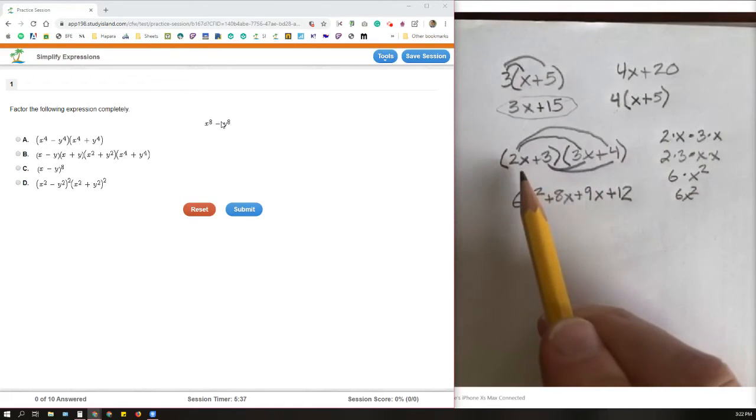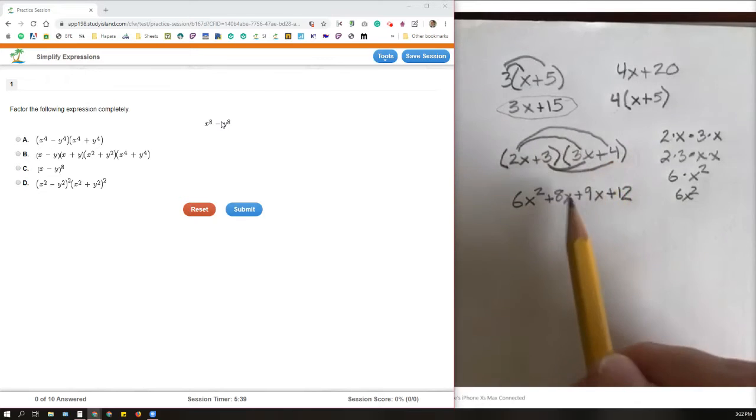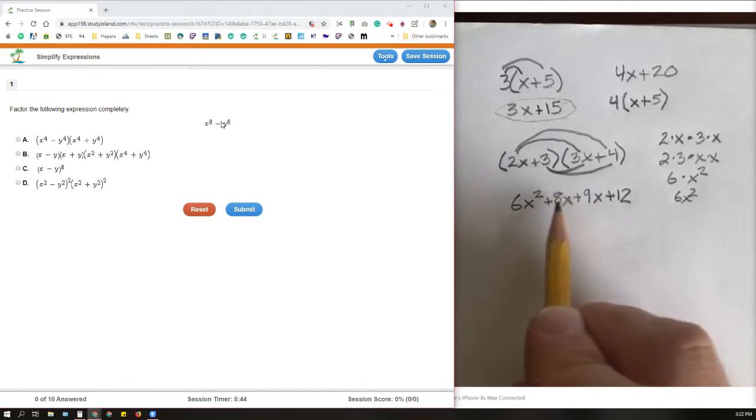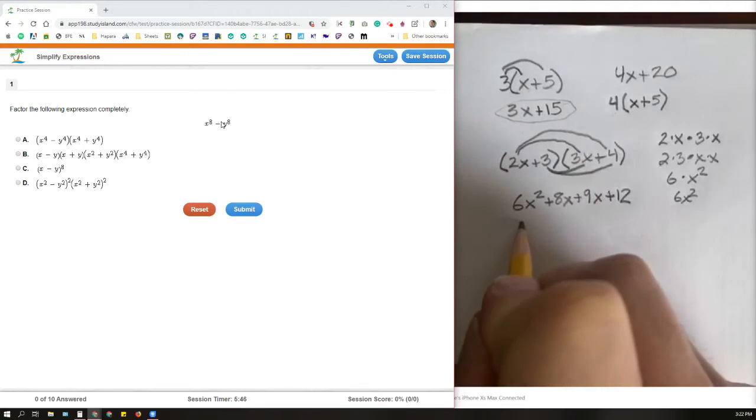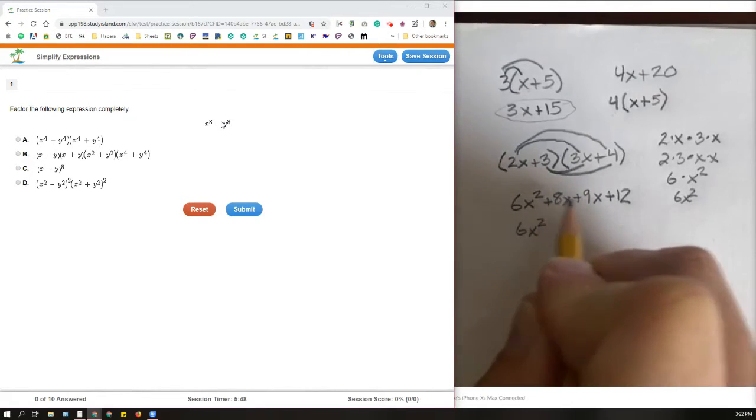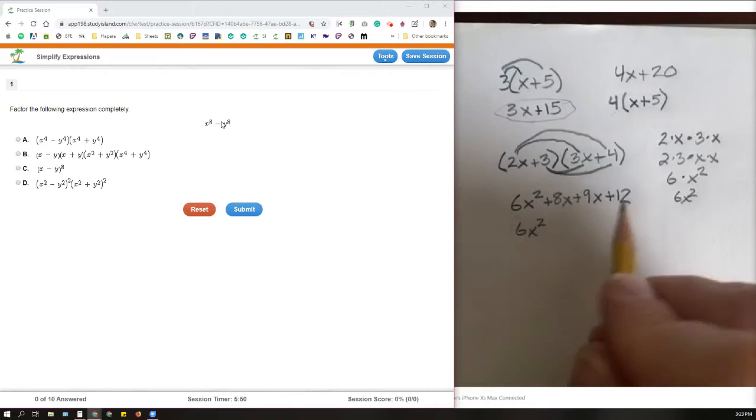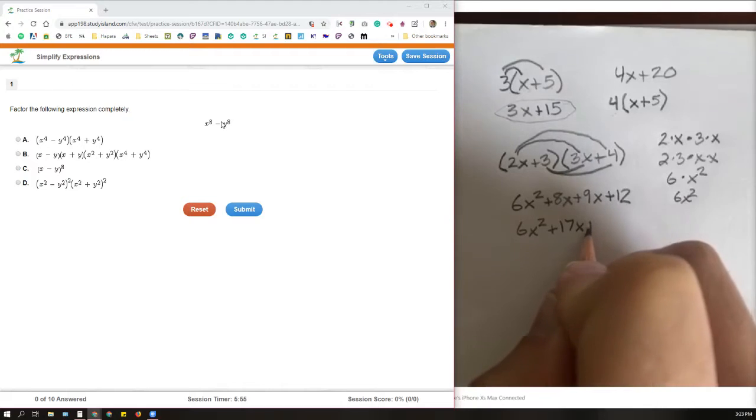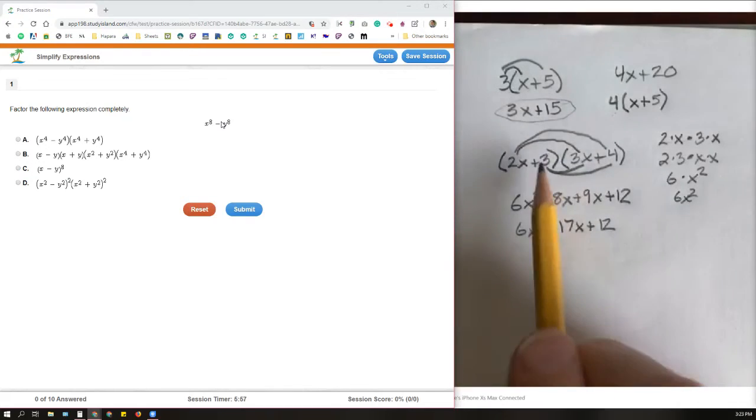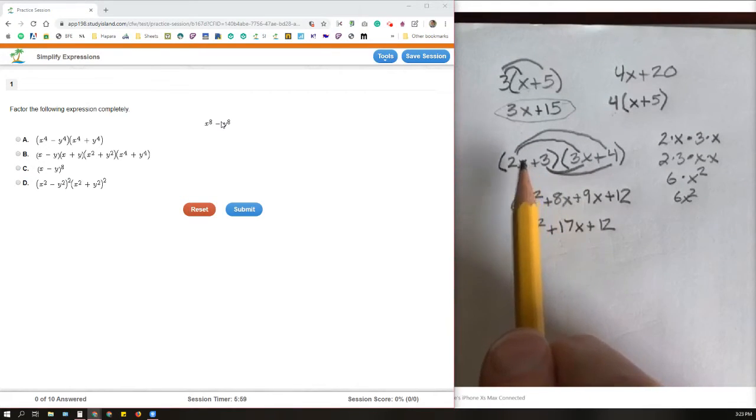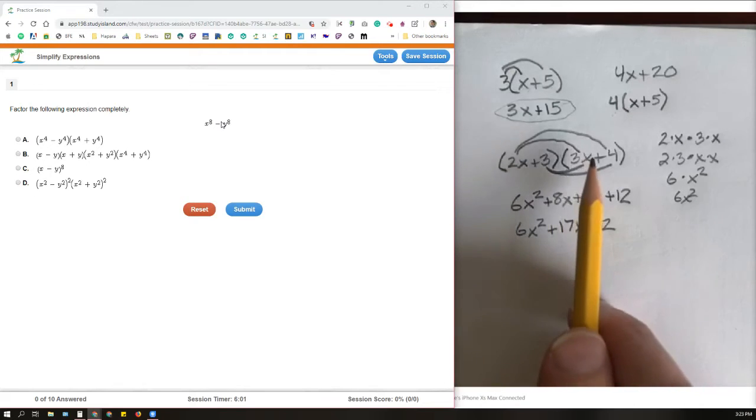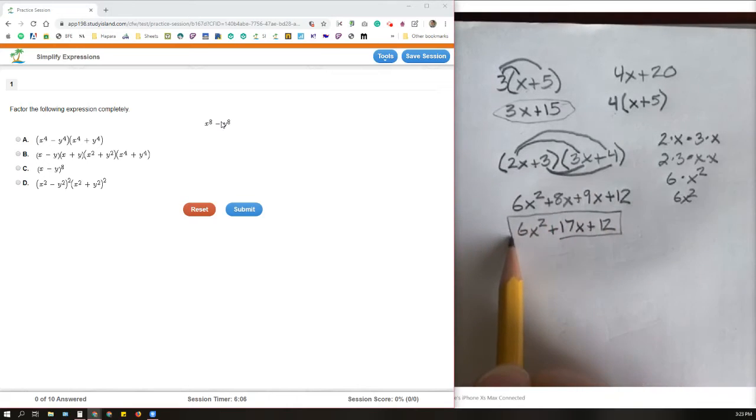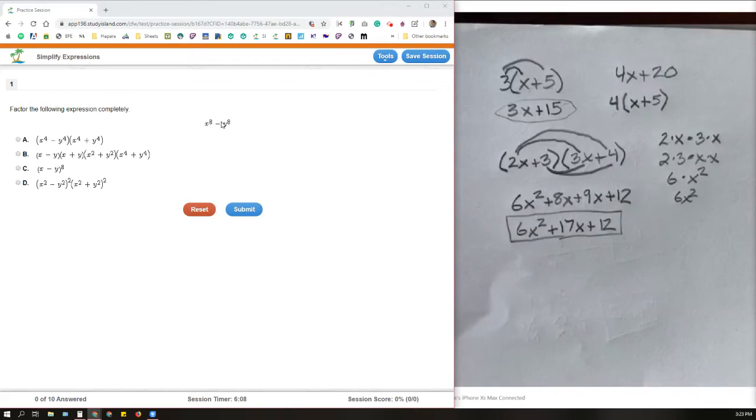So now I've multiplied this binomial by this binomial, and I have this whole thing. Now you might notice that 8x and 9x can be combined together. 6x squared plus 8x plus 9x, well, that's just plus 17x. So I can say plus 17x plus 12. So if I asked you to expand by multiplying this binomial times this one, you would get this trinomial, which is 6x squared plus 17x plus 12.